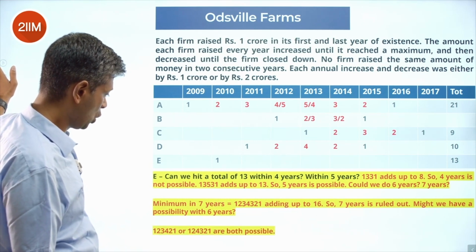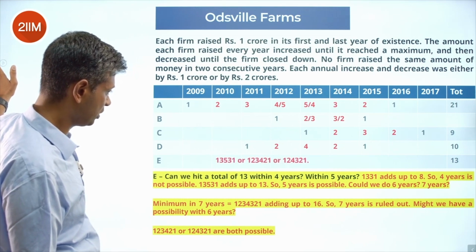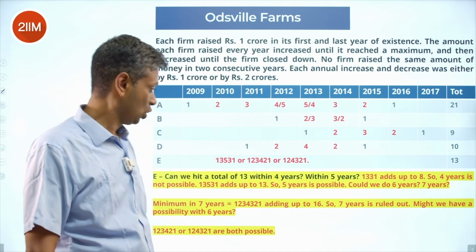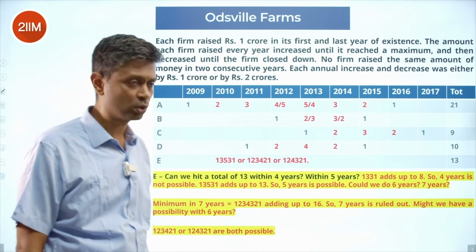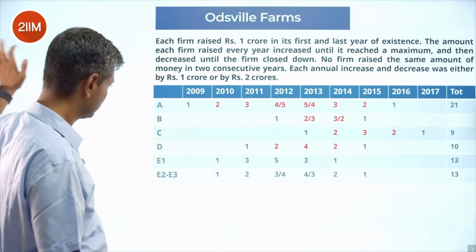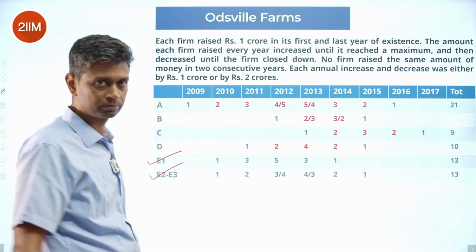For E, 1, 3, 3, 1 is a possible. 1, 3, 5, 3, 1 is a possibility within 5 years. 1, 2, 3, 4, 2, 1. 1, 2, 4, 3, 2, 1. Both are possibilities with 6 years. This is possible and this is possible.